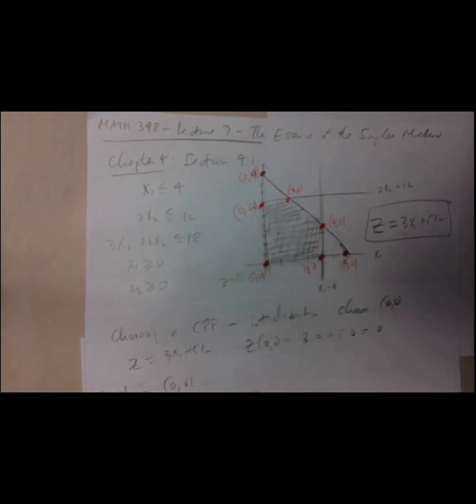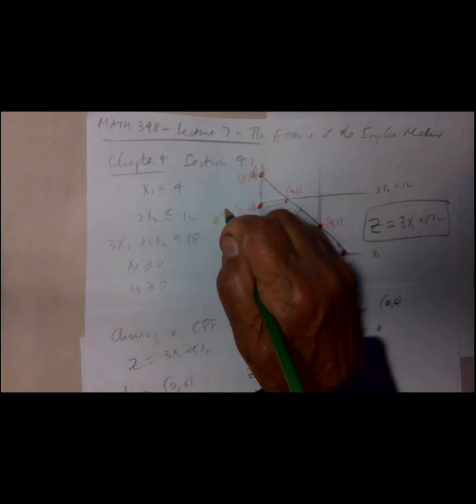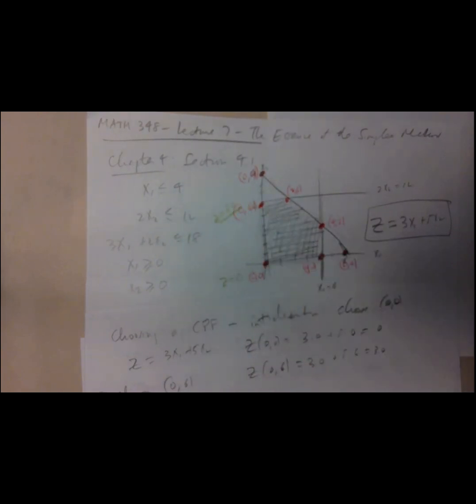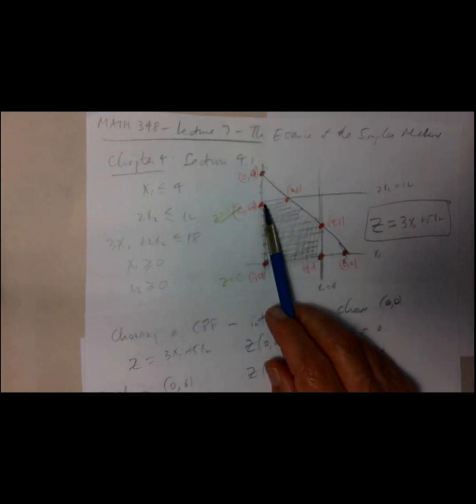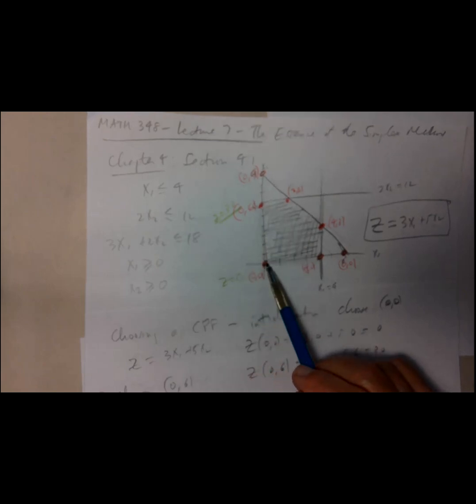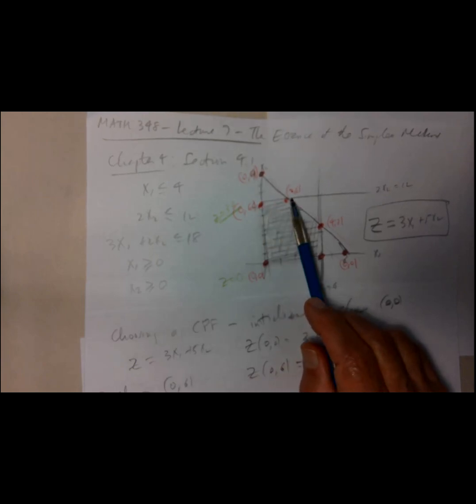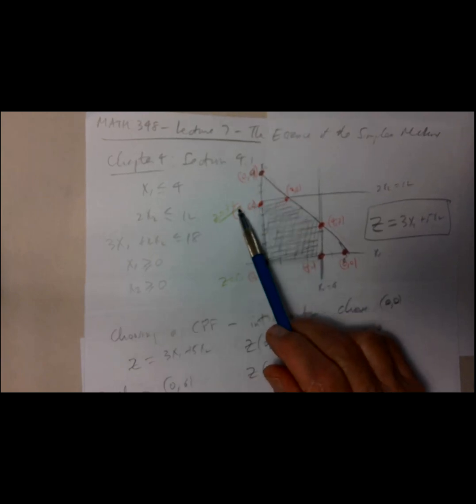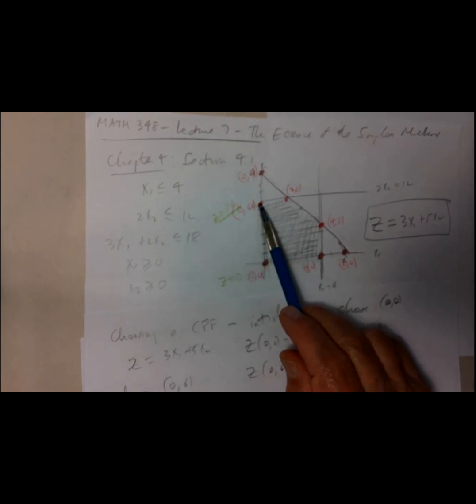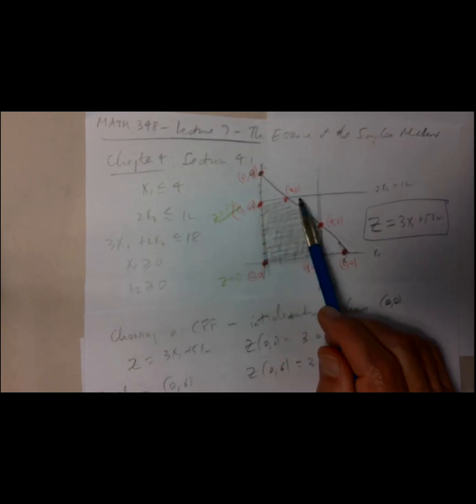(0, 6). What is the value of Z at (0, 6)? The value of Z at (0, 6) is 3 times 0 plus 5 times 6, which is 30. So at this point, Z is equal to 30. Now, at this point, you want to look at the two adjacent solutions, CPFs, (0, 0), where you started from, and (2, 6). Z = 30 is bigger than 0. If you move from (0, 6) to (2, 6), what happens?